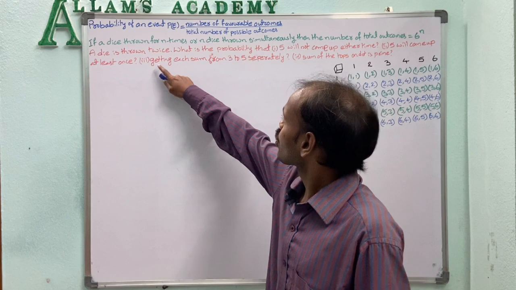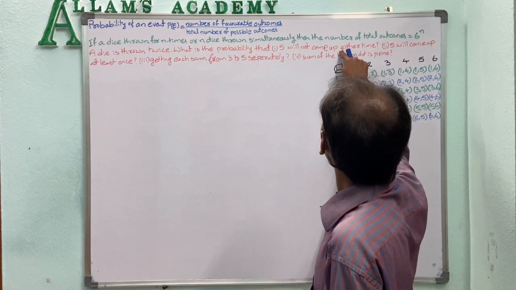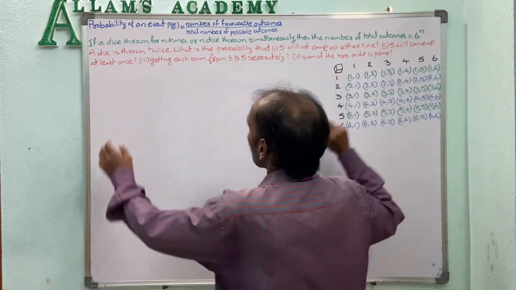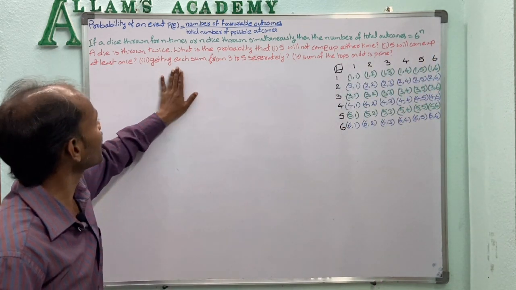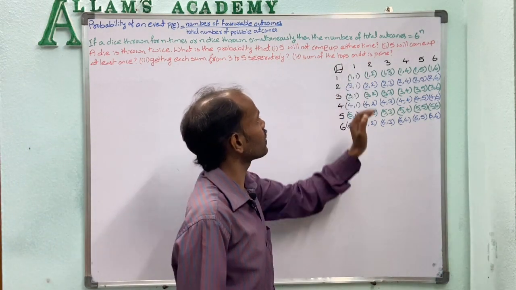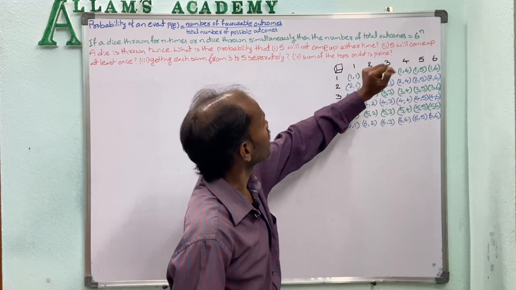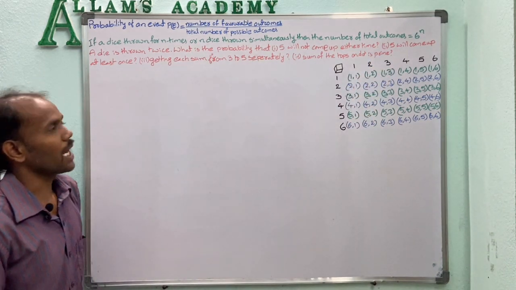A die is thrown twice. What is the probability that 5 will not come up either time? 5 will come up at least once. Getting each sum from 3 to 5 separately. Sum of the tops of the dots is prime.